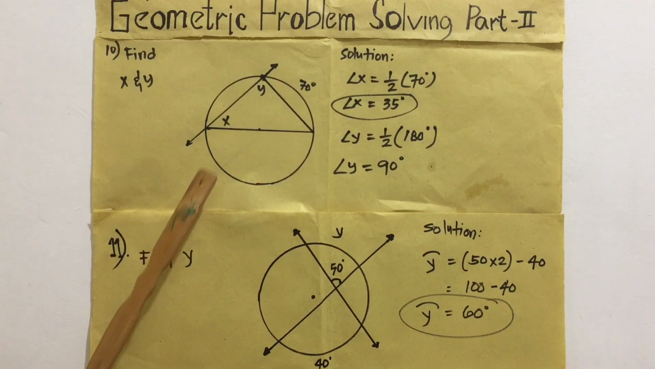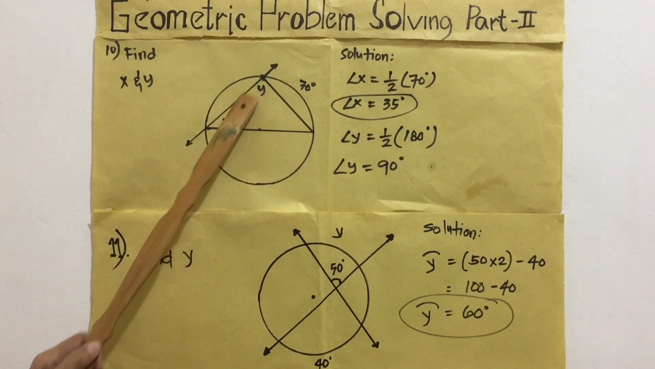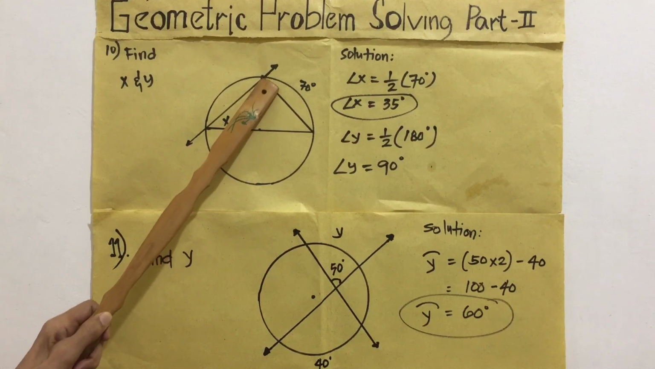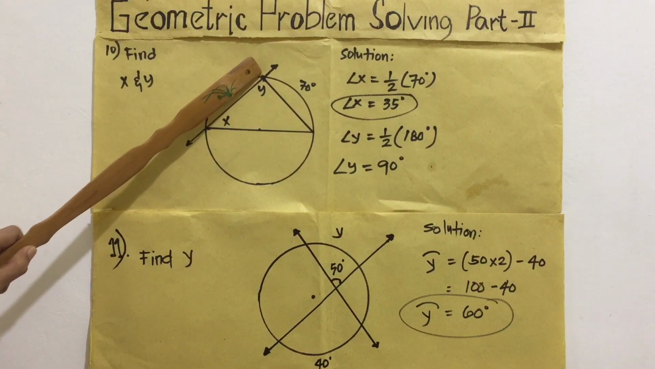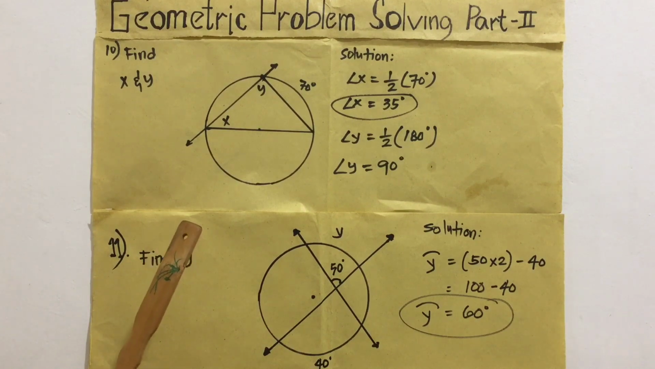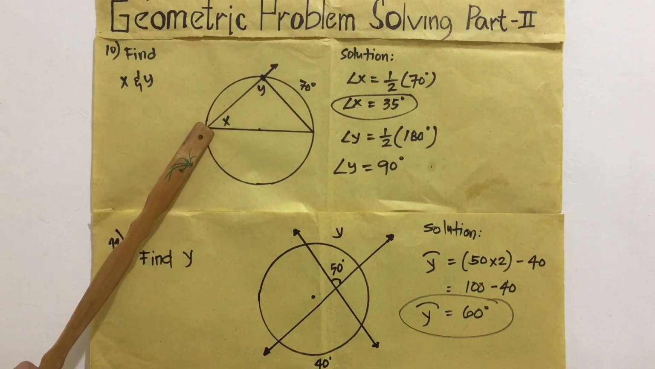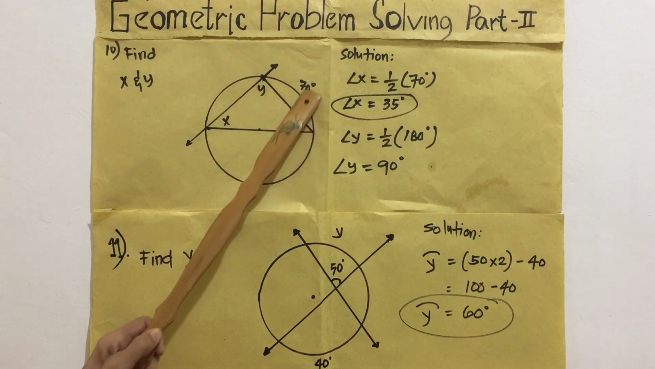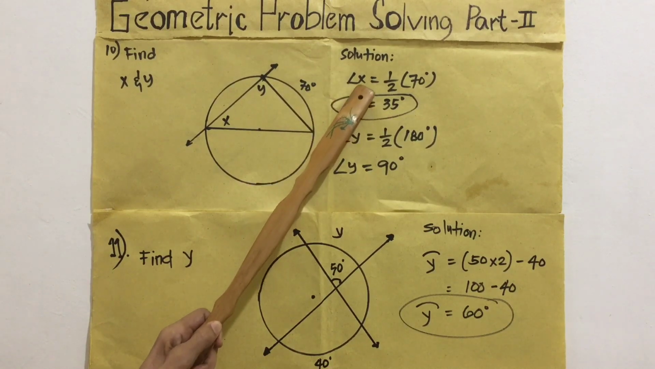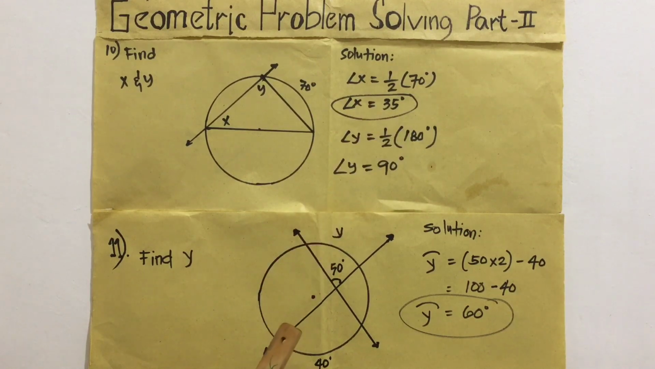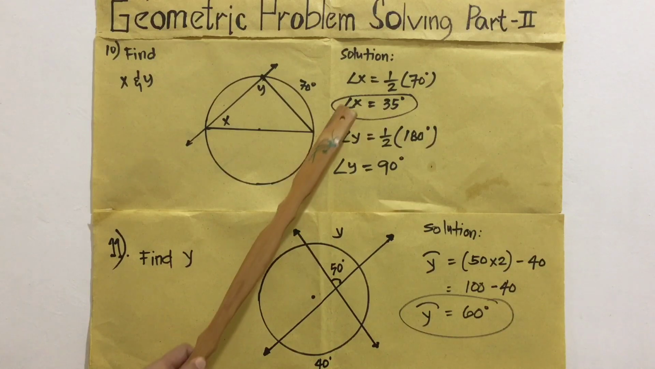So first we're going to determine what kind of angle this is. Since the vertex of this angle is on the circle, this is called an inscribed angle, and the y is also on the circle, so this angle is also called an inscribed angle. To find the measure of this angle, the inscribed angle is 1/2 of the intercepted arc. The given is 70 degrees. So our computation is angle x equals 1/2 of 70 degrees equals 35 degrees. That's the value of angle x.